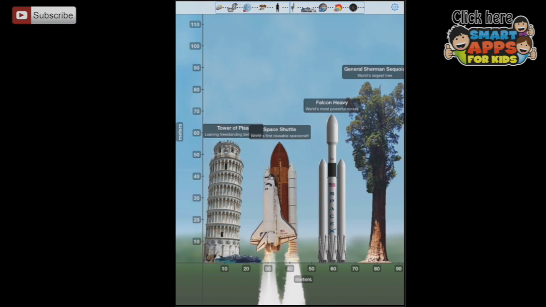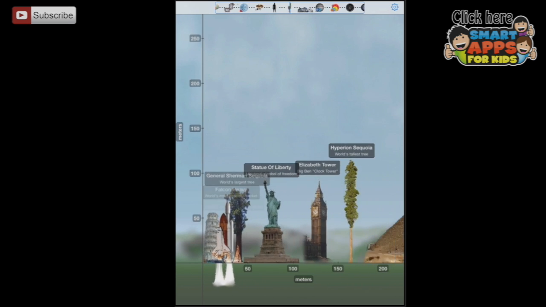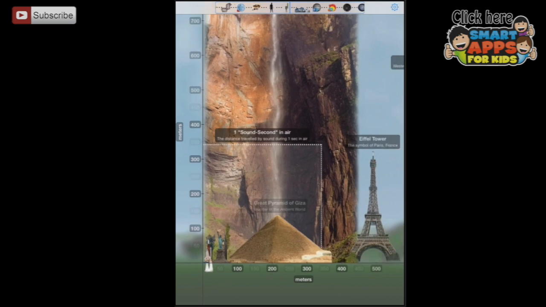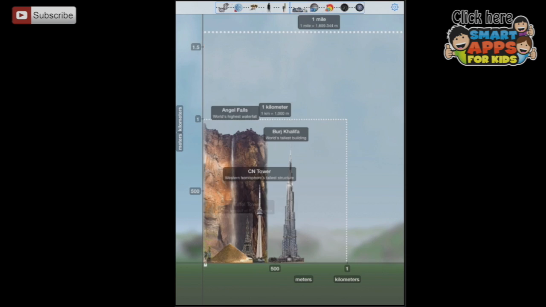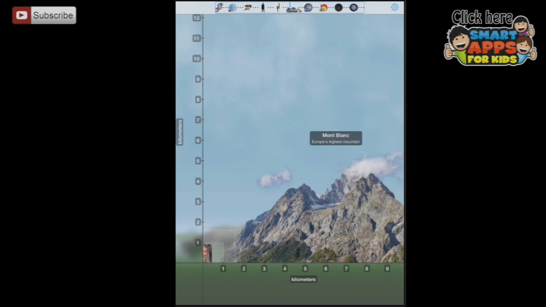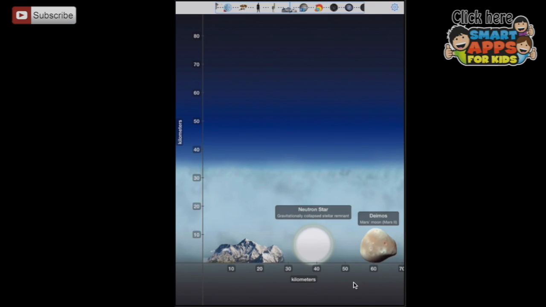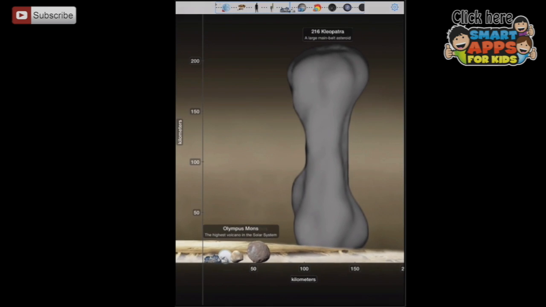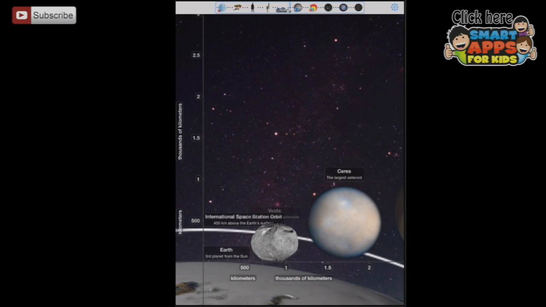Now we're into tall towers and the Statue of Liberty. And now we are heading into mountains. I'm going to keep scrolling through just to show you. Down the bottom is now showing in kilometres. Can you see that? Because we're working in such vast distances. And now we're heading out into the universe, out into space.